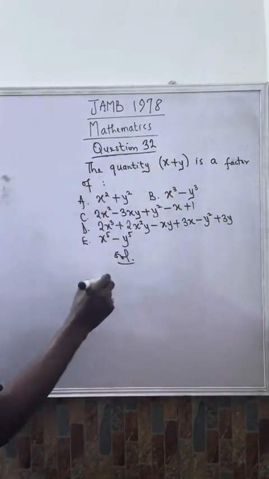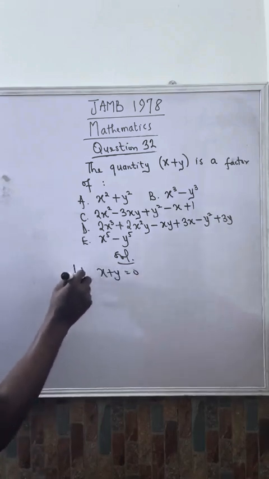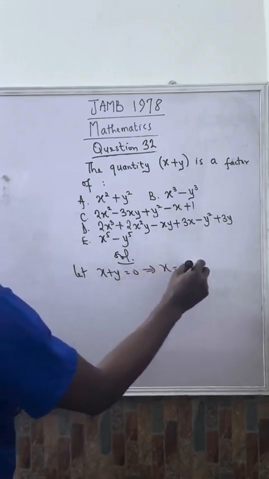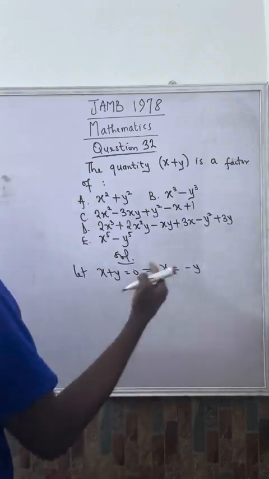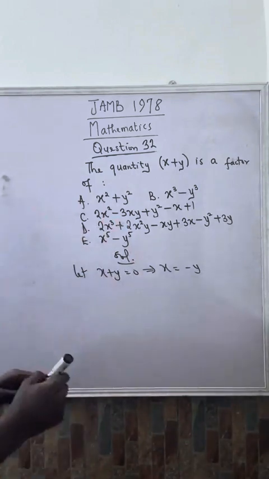So let's set this to 0. x plus y equal to 0. Let x plus y be equal to 0. That means x will be equal to negative y. So now let's put negative y inside each of these, and look for anyone that gives us 0.